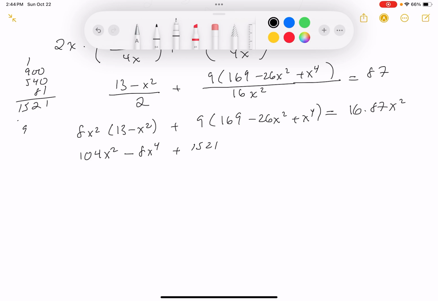I get to do 9 times 26 now. That's 234, minus 234x squared, plus 9x to the fourth. I'm going to hold off on the 16 times 87. And I'm going to take a look at this. And let's do the fourth powers first. What do I get there? I get x to the fourth. Well, that's convenient.